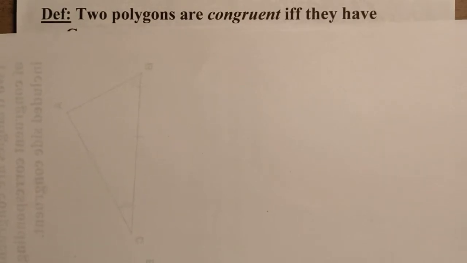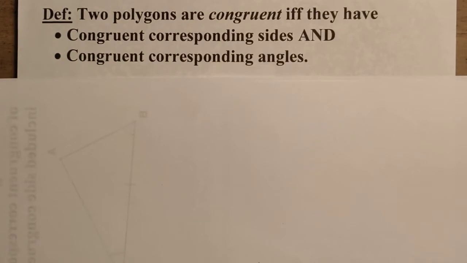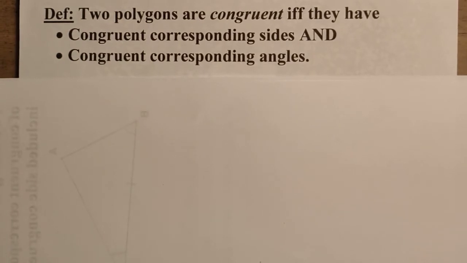Two polygons are congruent if and only if they have, not only congruent sides, we also need to have congruent angles, and there's this idea of matching, this correspondence. So our definition for congruent polygons is going to be: if and only if they have congruent corresponding sides and congruent corresponding angles. Notice how in this situation, you want to have everything. You need to make sure everything corresponds and they're also congruent.